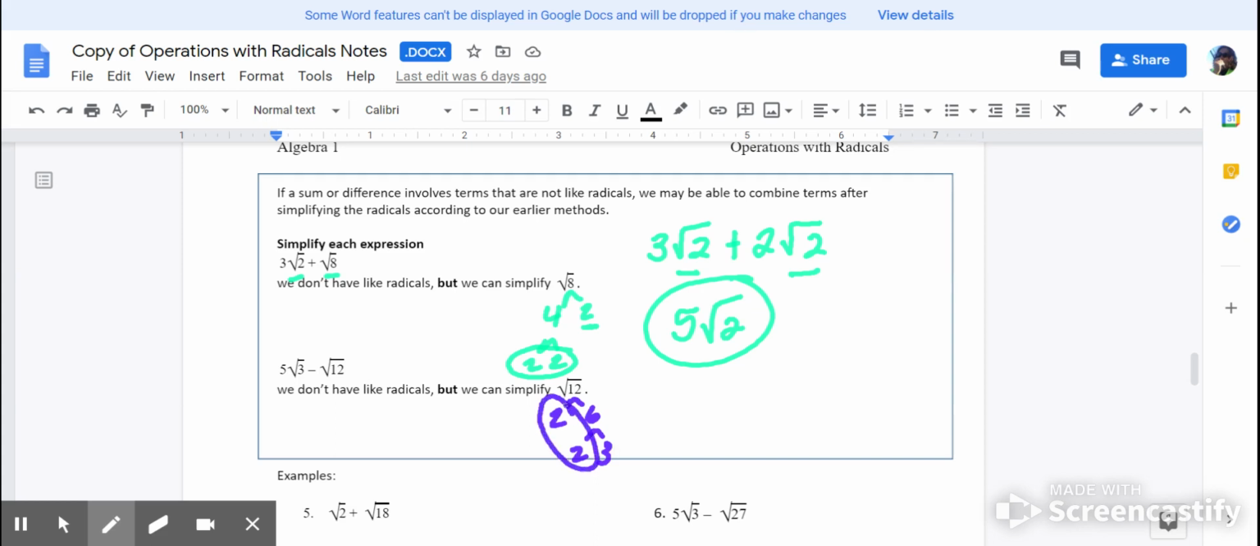So I have a pair of 2's. So I'm going to rewrite 5 on the square root of 3 because it is in simplest form. The only factors of 3 are 3 and 1. It's a prime number. And then I'm going to keep my subtraction. Now I have 2 on the square root of 3. And now my radicals match. Therefore, 5 minus 2 is 3. So 3 on the square root of 3.